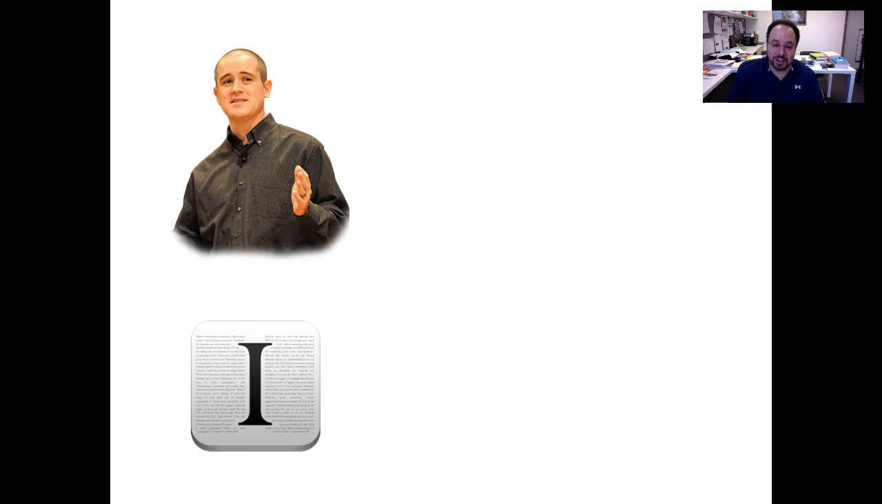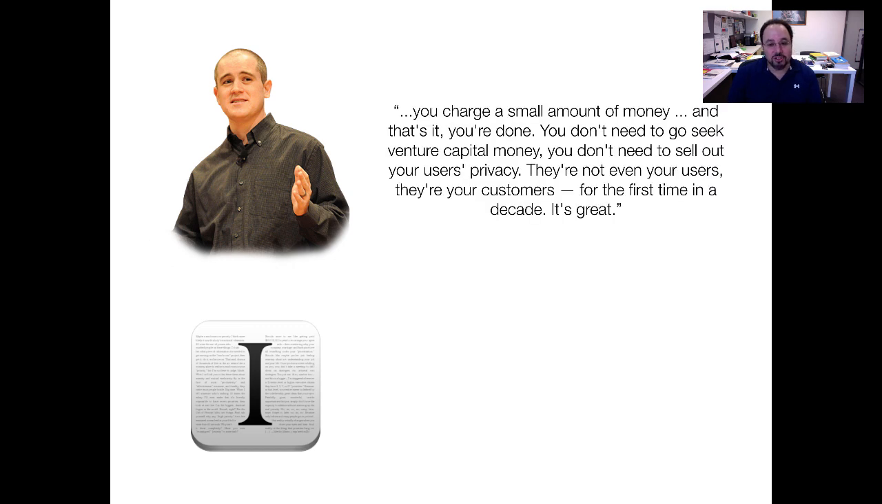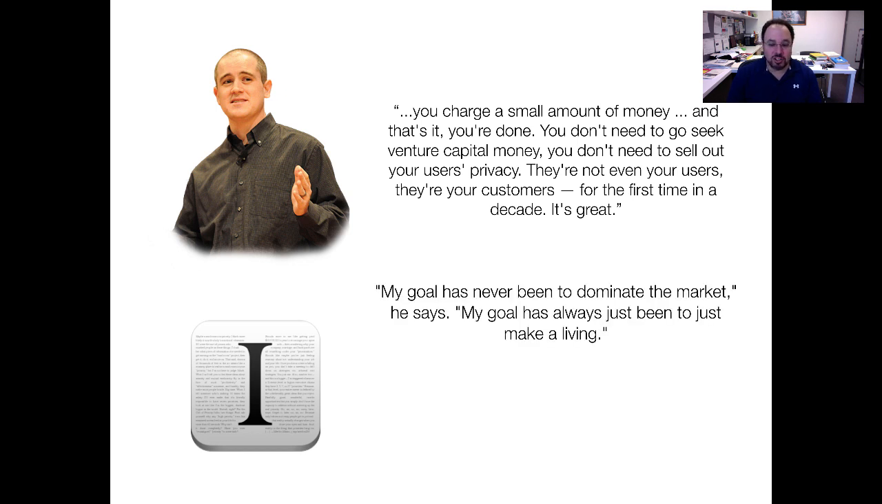Okay. And some startup firms do quite well on the execution run. This is Marco Arment. He was one of the founders of Tumblr, and a few years ago, he set up an app called Instapaper. And there's a podcast in the readings that you can listen to, but one of his favorite lines from that was, you charge a small amount of money, and that's it, you're done. You don't need to go seek venture capital money. You don't need to sell out users' privacy. They're not even your users, they're customers for the first time in a decade. It's great. My goal has never been to dominate the market, he says. My goal has just been to make a living.